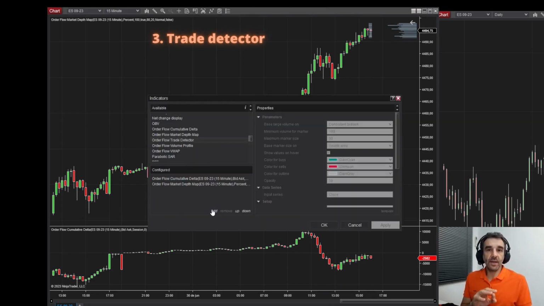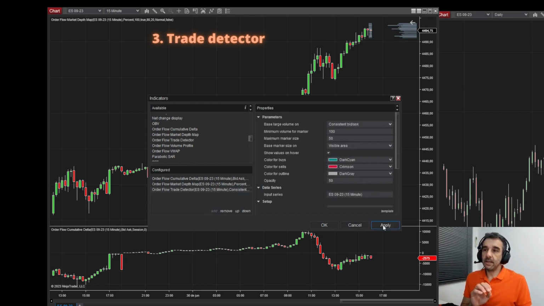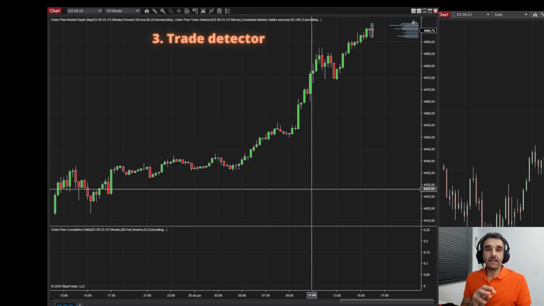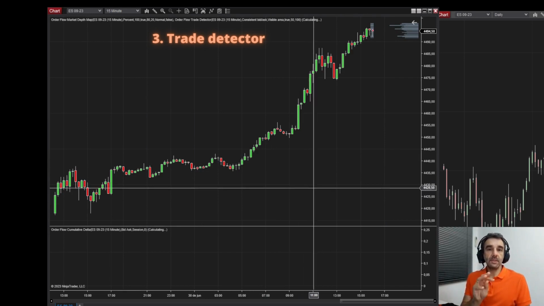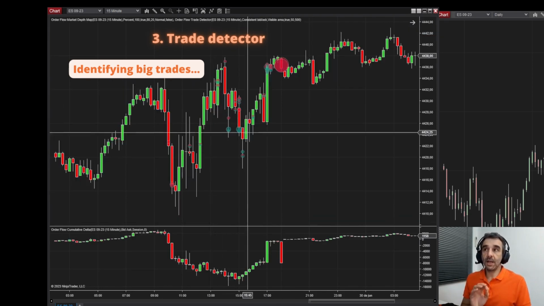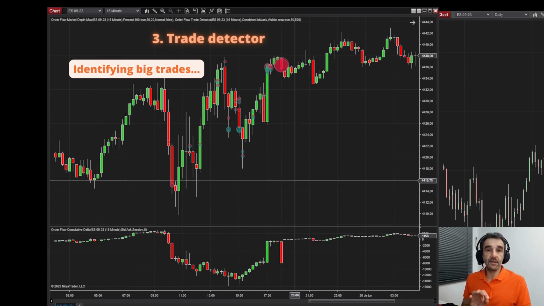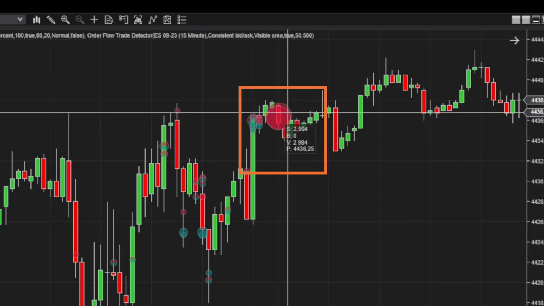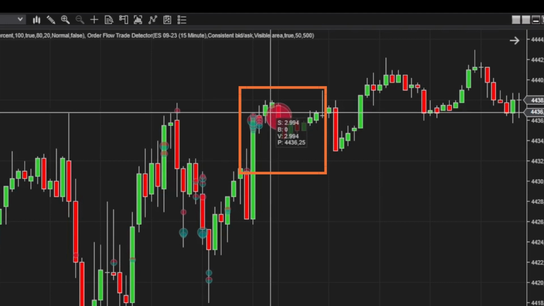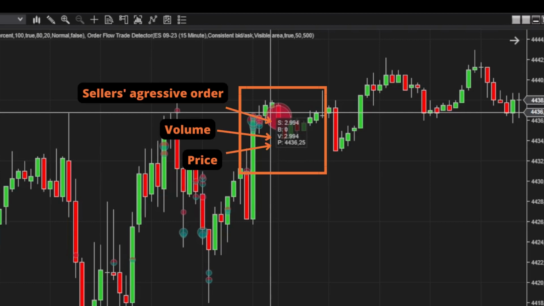Third one is the trade detector. This is an indicator that you can configure, you can set it up here and define the size or the numbers you want to be displayed in your chart. In this example, I've established to show the level of price with more than 500 contracts traded. For example, this big red circle here involves the negotiation of 2,994 contracts, and you can also get here the info about who was most aggressive.